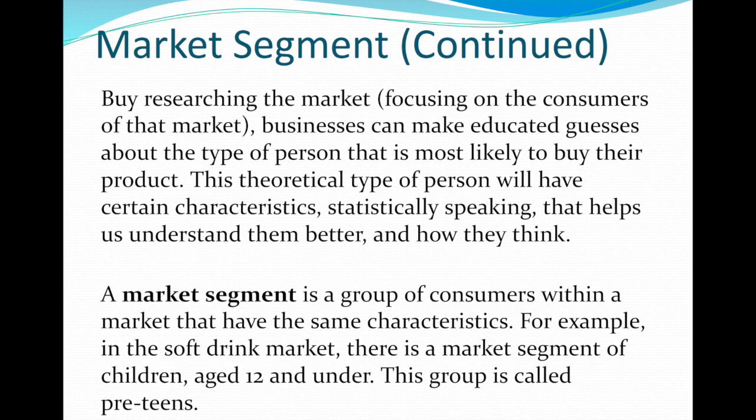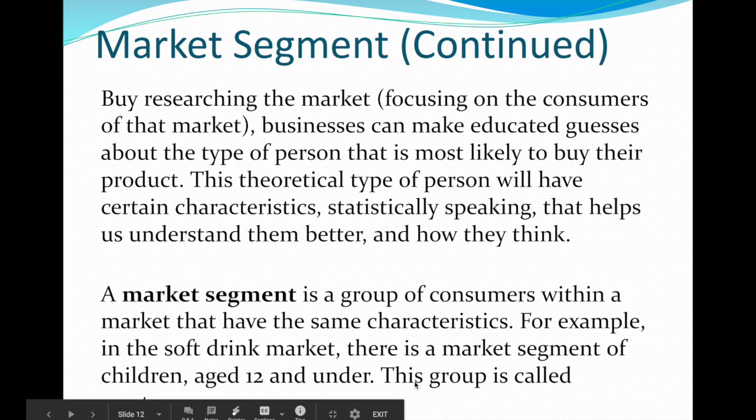So in terms of market segments, for most products, like for example, for books, for food, for candy, for clothing, for shoes, all of these markets will have a market segment for preteens. That is to say, there is a group of customers in all of those markets that is age 12 and under. And that's a market segment. And each of those markets has a segment of preteens that buy those products.